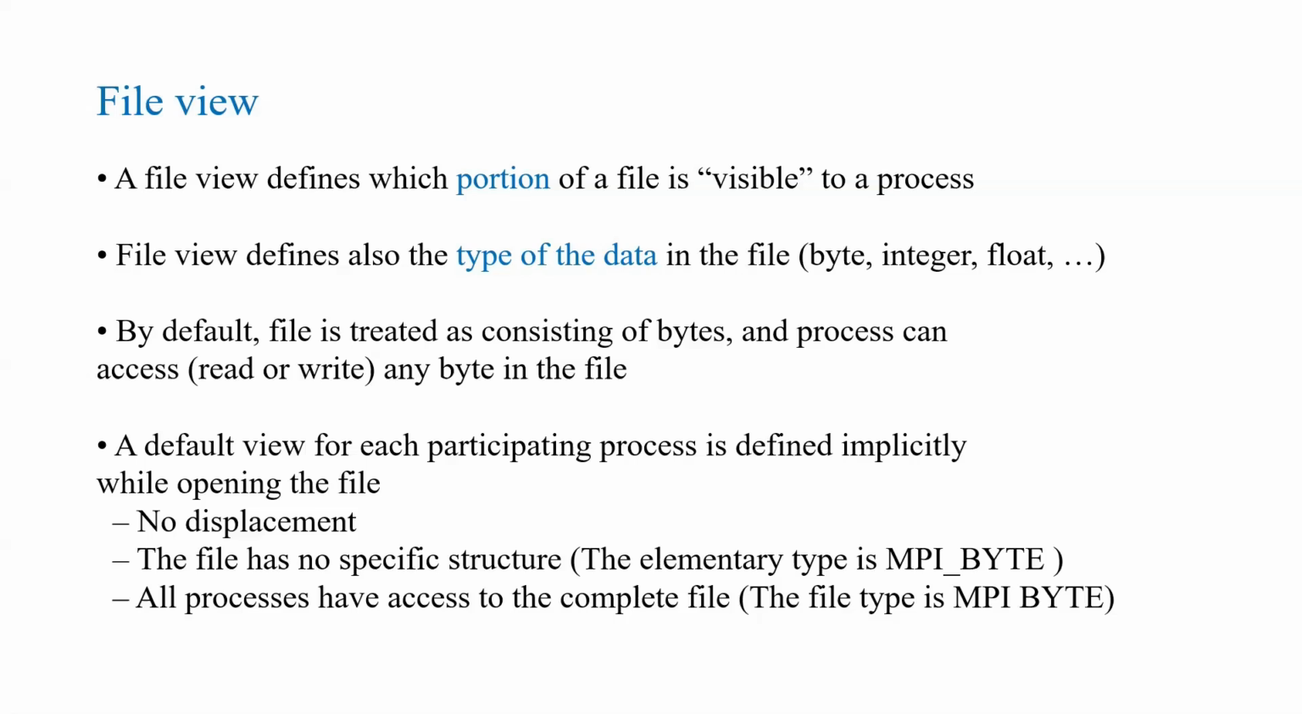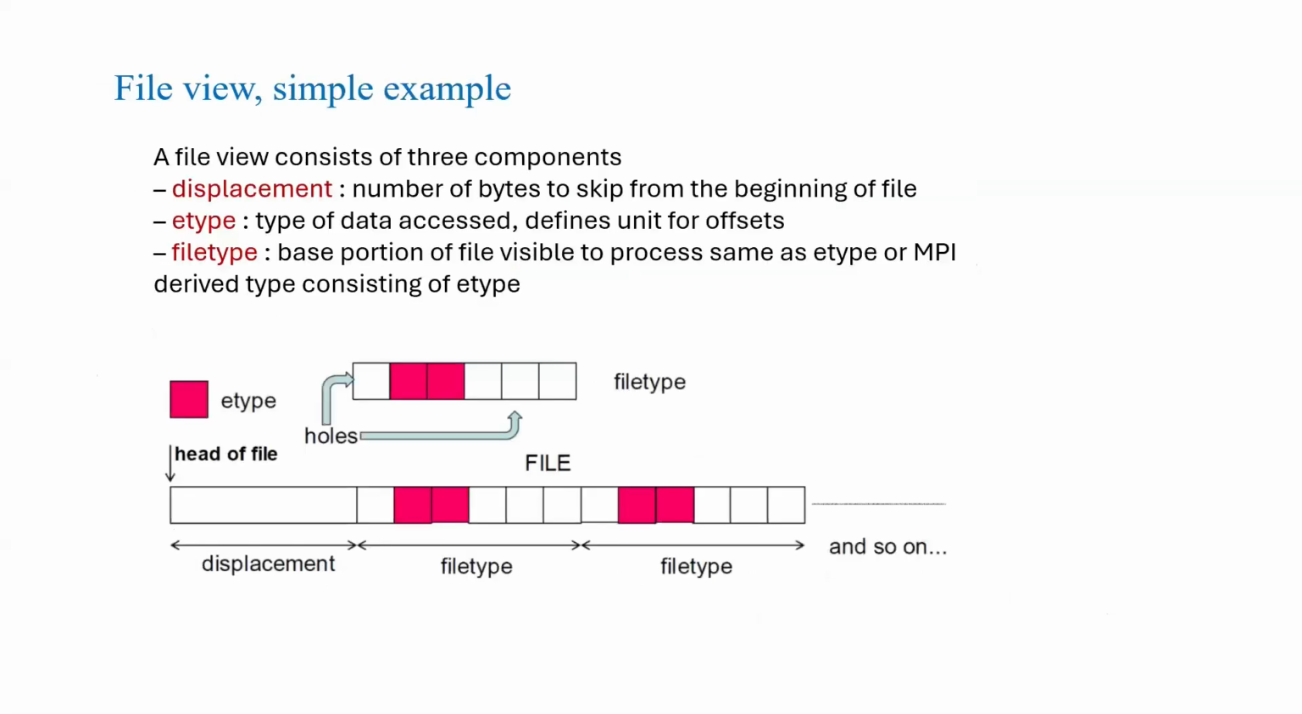Before that, we talked about the default, the basic one, and we didn't talk about the file view, but it's actually the default file view. The default file view for each participating process is defined implicitly while opening the file. In that case, there's no displacement, the file has no specific structure, and all processes have access to the whole file, not just a portion or part of it.